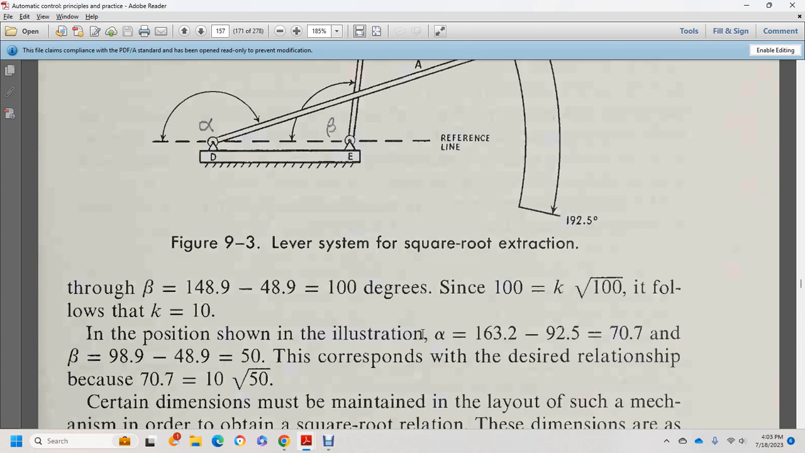Followed by that, K is equal to 10. In the position shown in the illustration, alpha is 163.2 minus 92.5, which is 70.7, and the position beta is 98.9 minus 48.9, which is 50, corresponding to the desired relationship of 70.7 equal to 10 over the square root of 50.